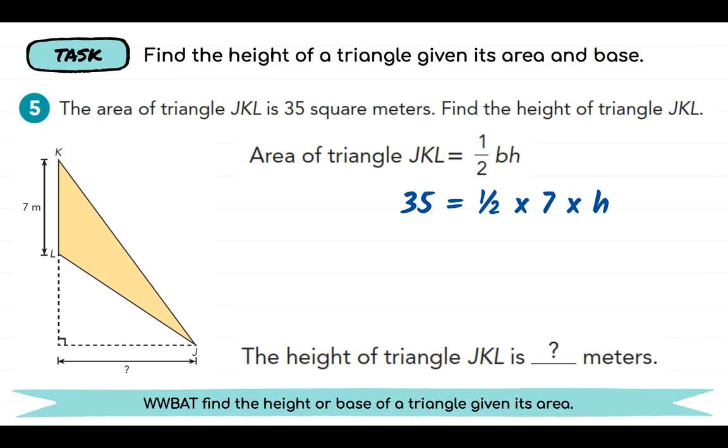So let's look at the answer. The area of triangle JKL is 35 square meters. Find the height of triangle JKL. First, we have the formula, and then we're substituting the variable with what we know.